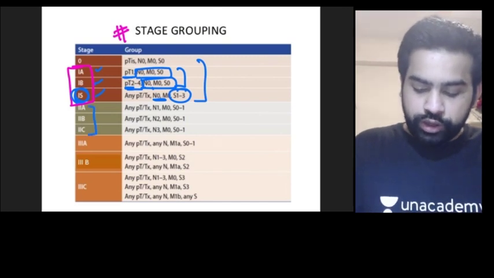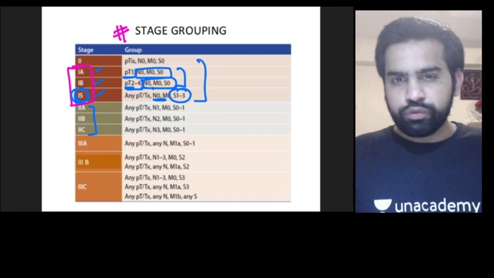Now let us talk about stage 2. Stage 2 is basically involving the lymph nodes. So it's pretty simple.